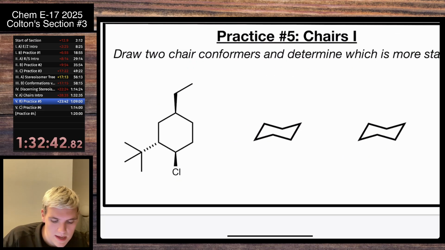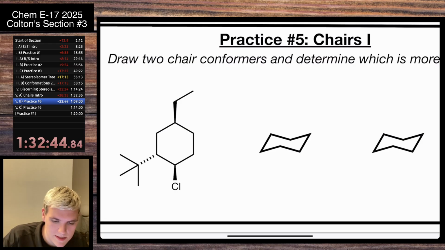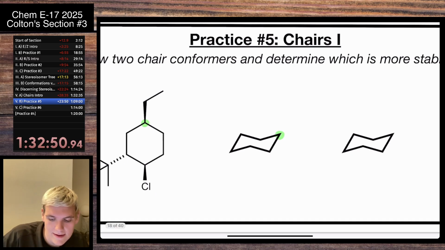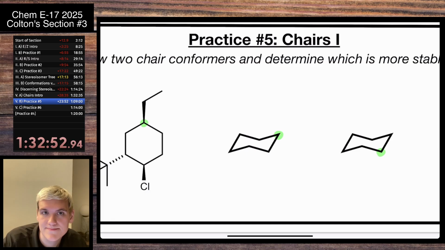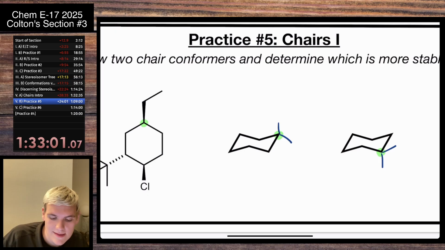So what we're going to do is I'm arbitrarily going to label this my green carbon. In one of the chairs, I'm going to put that in the top right, and in the other, I'm going to put it the one right next to it. Okay, I know my positions on the chair. There are my substituents for both of these. The ethyl here is on a wedge, so it needs to be up. So in the first chair, the up position is like this, and in the second chair, the up position is like this. It's equatorial in this one.